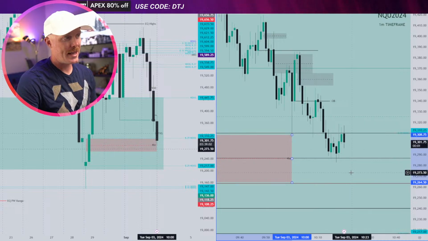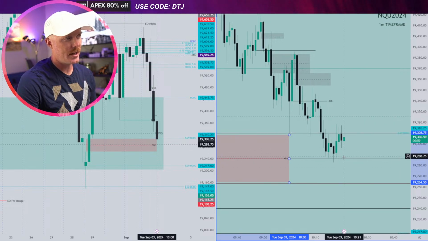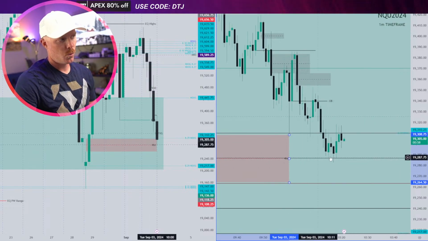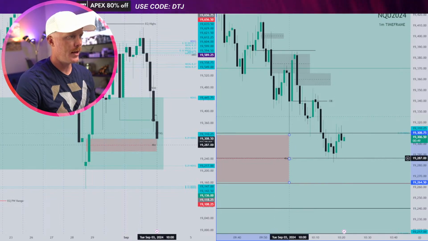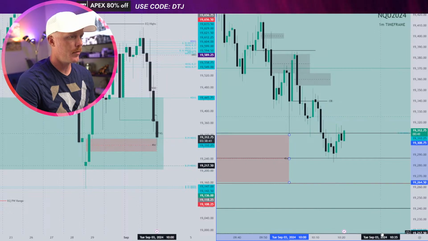Now, it doesn't mean it can't go lower. You guys just need to understand that. We see a reaction there. 1, 2, 3 times, 3 times right at the consequent encroachment of this 4-hour fair value gap, which also is the 75% level of August 29th's new day opening gap from high to low.